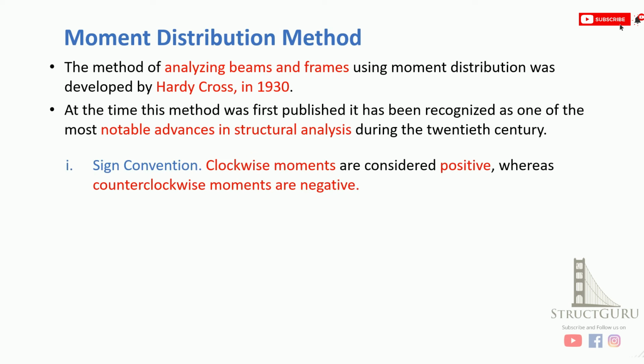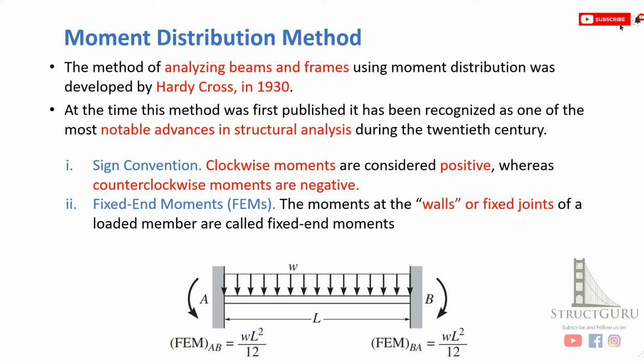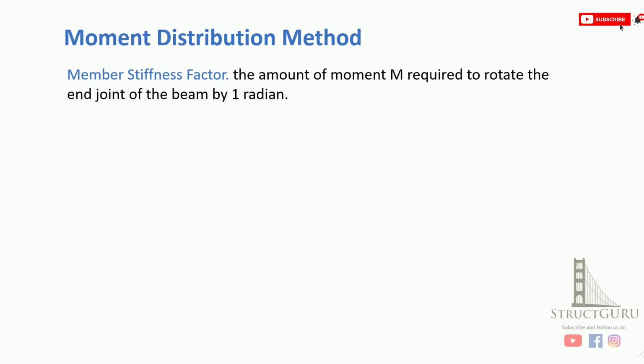In this method, first you need to assume the sign convention. Typically, clockwise moments are taken as positive and counterclockwise moments are taken as negative. After that, you need to compute fixed end moments, which are the moments at walls or fixed joints, and you can get the straightforward formulas for fixed end moment from the book. And after that, you need to compute the member stiffness factor.